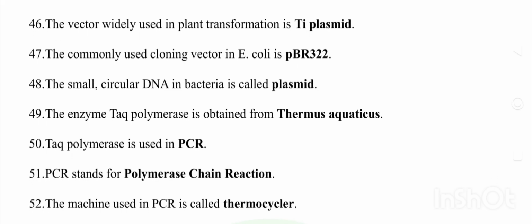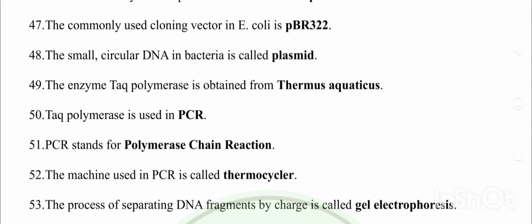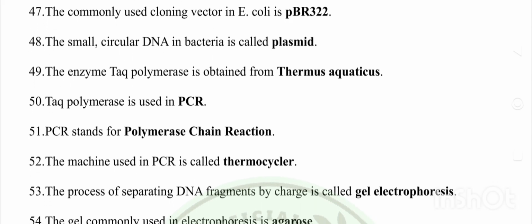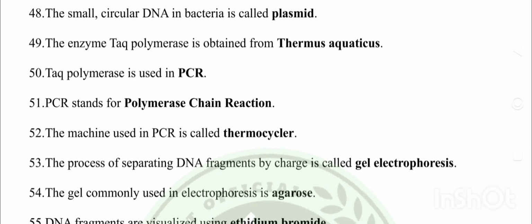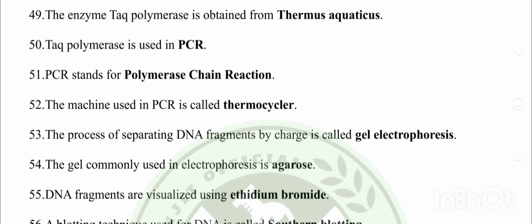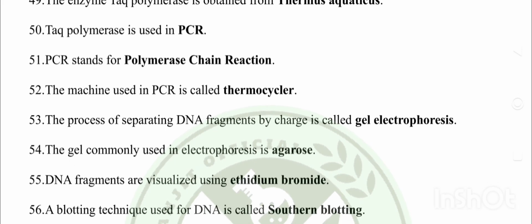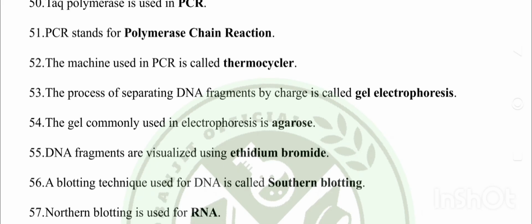51. PCR stands for polymerase chain reaction. 52. The machine used in PCR is called a thermocycler. 53. The process of separating DNA fragments by charge is called gel electrophoresis. 54. The gel commonly used in electrophoresis is agarose. 55. DNA fragments are visualized using ethidium bromide.